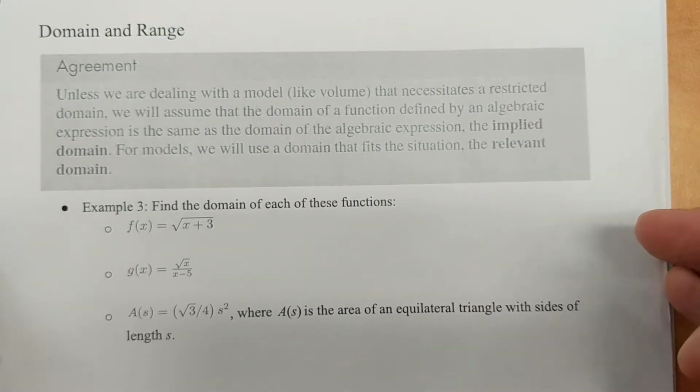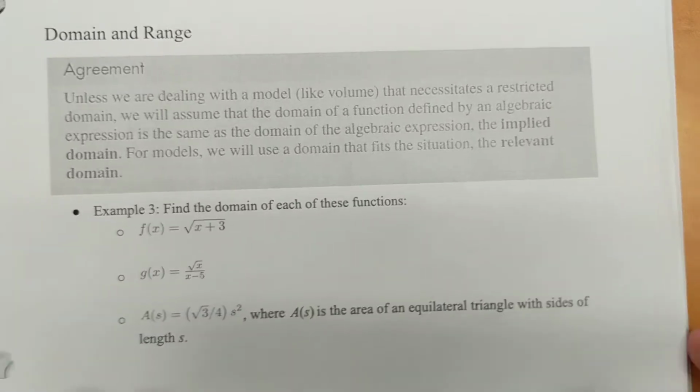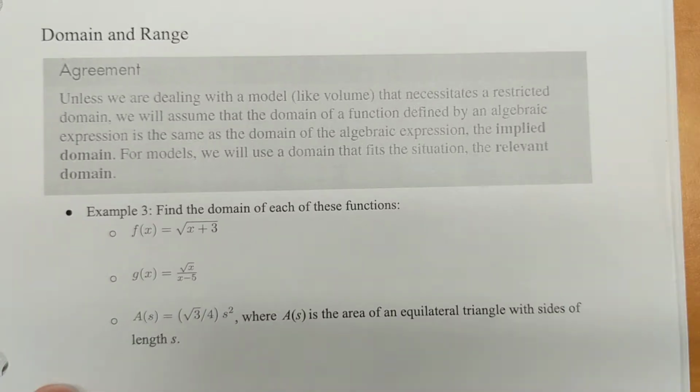So, domain and range. Domain is the values that are allowed to be plugged in for x. Typically there are some things you need to be careful of. Those are square roots and fractions, because you cannot take the square root of a negative number and you cannot divide by 0. So those are going to put restrictions on your domain.